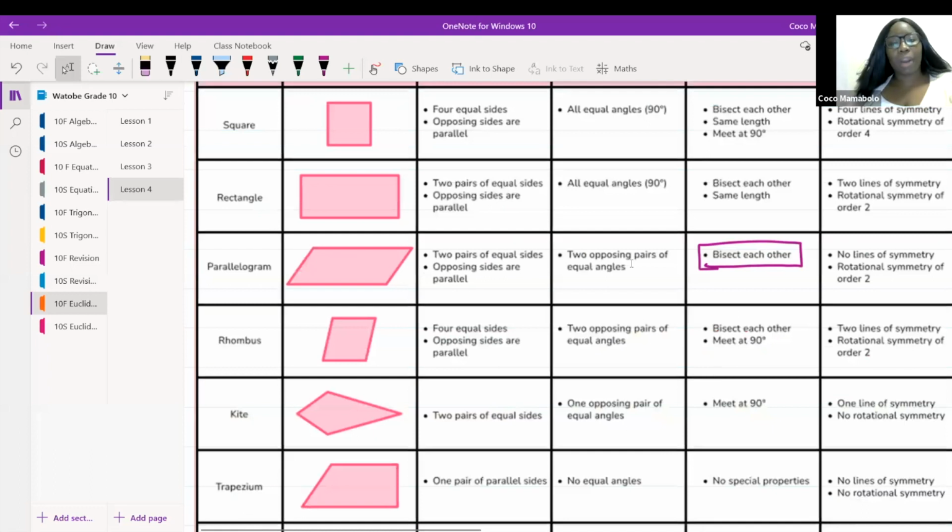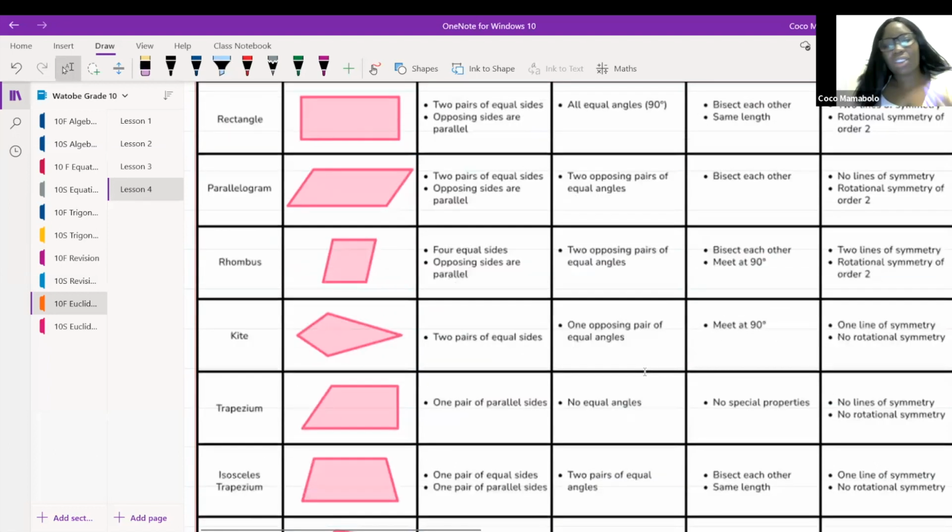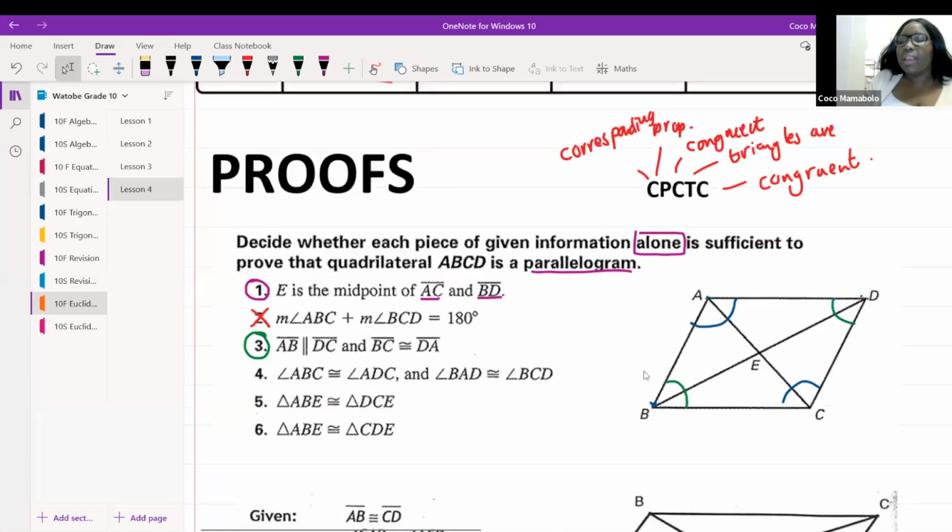Absolutely, yes, 100%. If we look at the properties of a parallelogram, it says here, two opposing pairs of equal angles. It's supposed to say opposite, I don't know why it's saying opposing. Yes, it's enough information. It doesn't necessarily have to be 90 degrees. It could be like 60 and 60 and 30 and 30. But yes, that's enough information. So this one is going to help us. Number 4 is going to be enough.